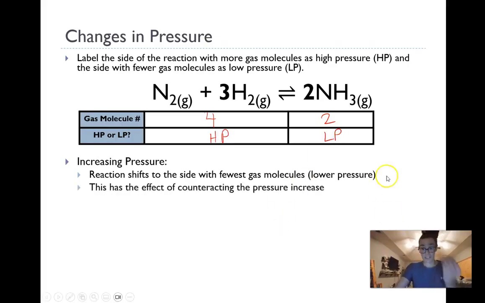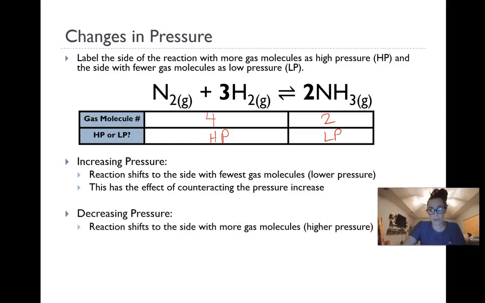So if this system is at equilibrium, the rates of forward and reverse reactions are equal. If all of a sudden we increase the pressure of this system, the reaction can't really counteract this if it's in a closed system. It can't all of a sudden make a bigger container. So what can it do? The only thing it can do is shift to the side with fewer gas molecules, that has lower pressure. This is the only way to counteract the pressure increase.